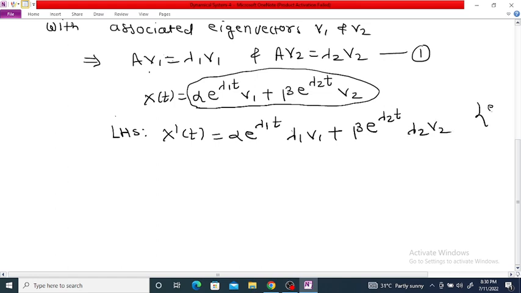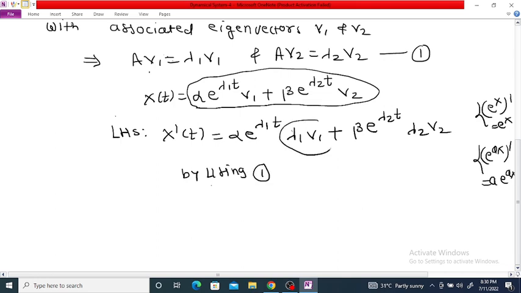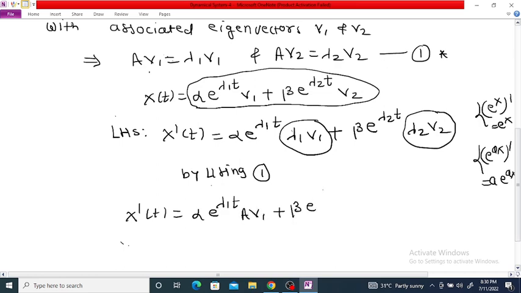Since we know that the derivative of e raised to x is equal to what? e raised to x, and the derivative of e raised to ax is a e raised to ax. So now by using equation 1, what is the value of lambda 1 v1? It is A v1, and what is the value of lambda 2 v2? It is A v2, by using this equation. So we can write x dash t is equal to alpha e raised to lambda 1 t A v1 plus beta e raised to lambda 2 t A v2.